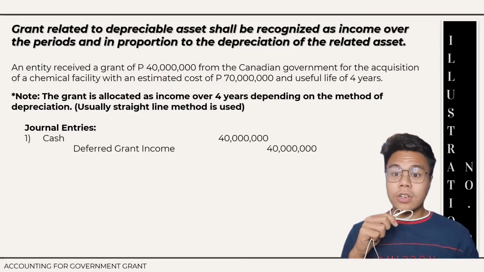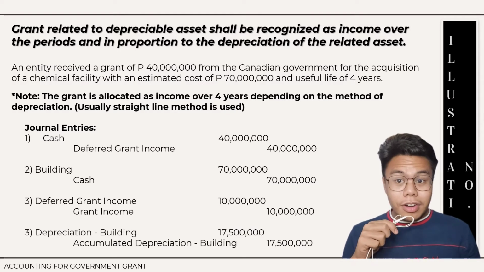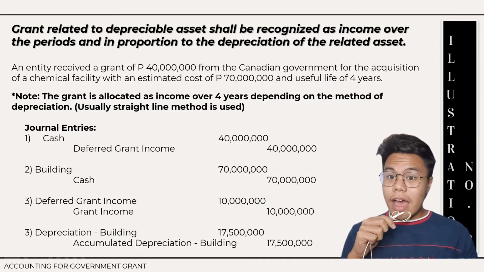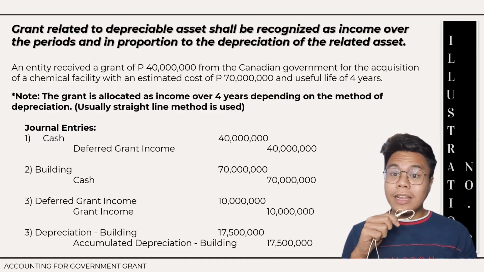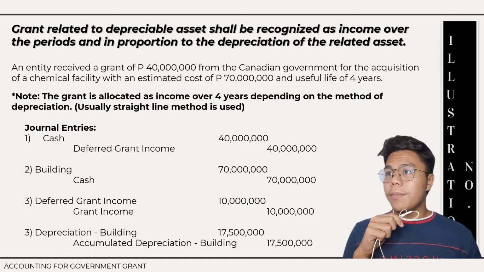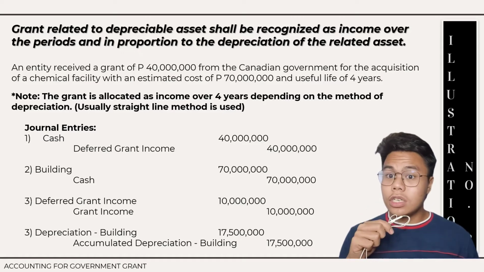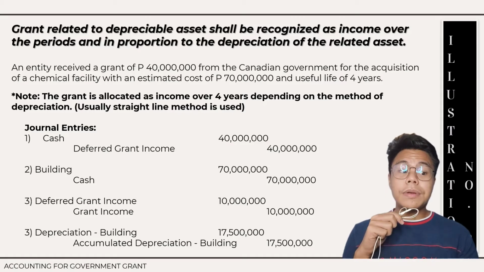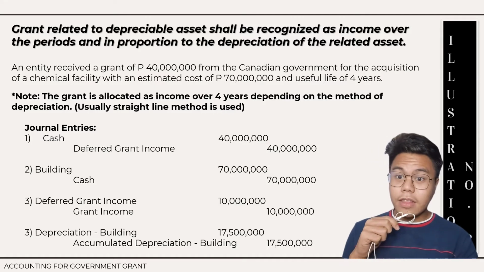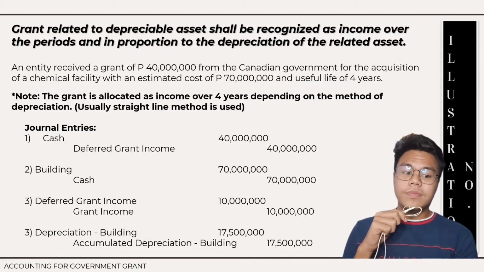So the following journal entries are, first, we would recognize the income unearned. So we would debit our cash and credit deferred grant income of 40 million pesos. And then second, I skipped through the last part, which is to recognize the acquisition of the asset. So we would debit building, which is 70 million pesos as stated there, and then of course credit cash. Let's just assume that the payment was made through cash, but it could be cash in bank.